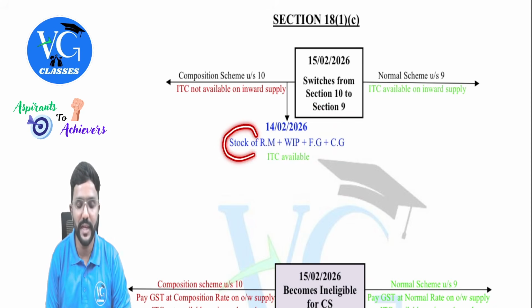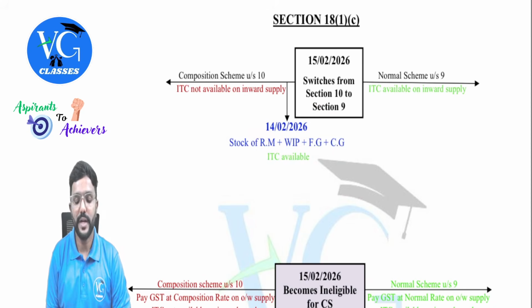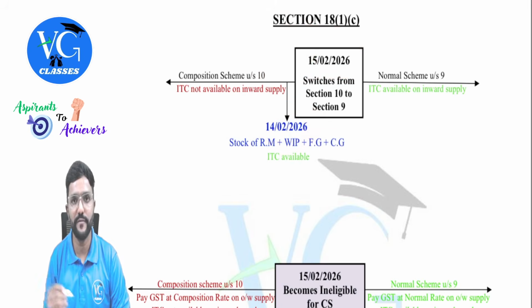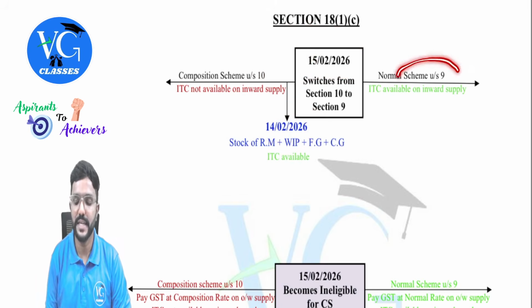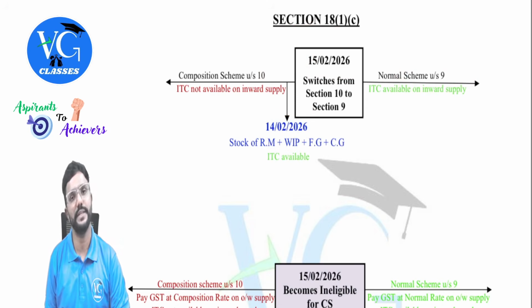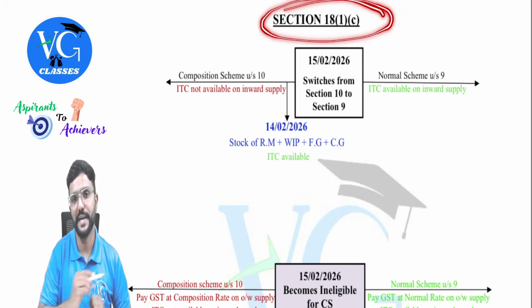Why, sir? Because whatever is the closing stock on 14th February is the opening stock on 15th February. When is he going to use it? On or after 15th February, when he is under section 9, on outward supply he is supposed to pay tax at normal rate. So can he claim a credit of it? Yes. So this is a special case covered under section 18(1)(c), guys.